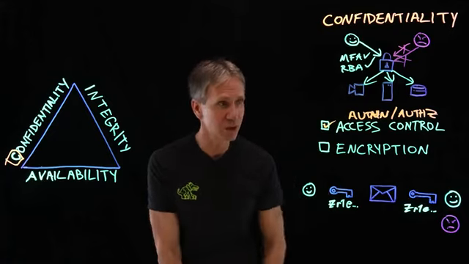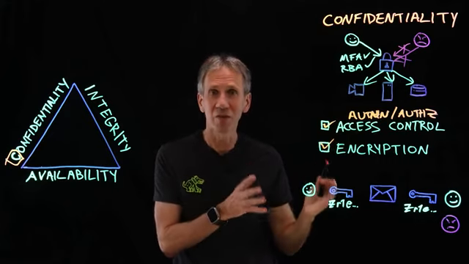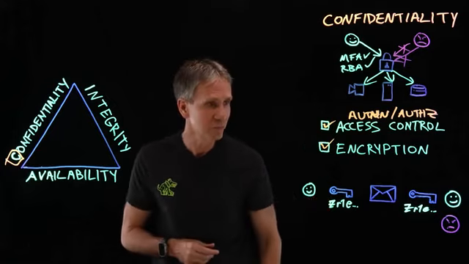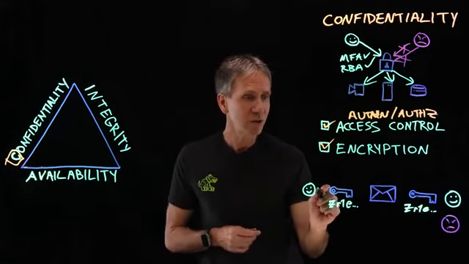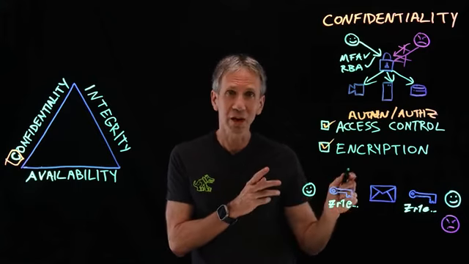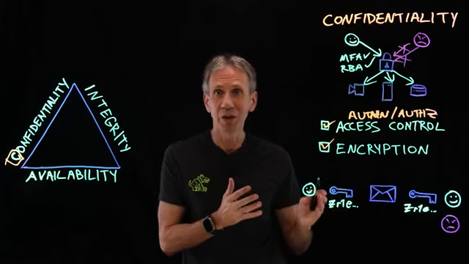Now, what's another piece that we can do here? Encryption is the other component that is involved in ensuring confidentiality. Let's take an example here. Here we have a guy who is going to send a message to an authorized user, and we want to make sure that the person that is not authorized cannot read the message. How do we do that?